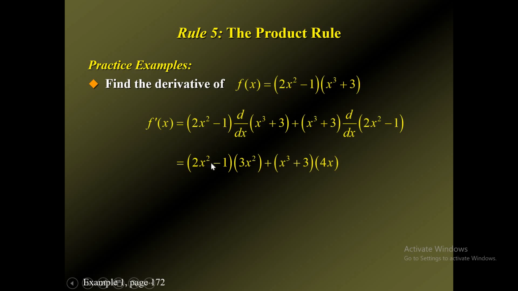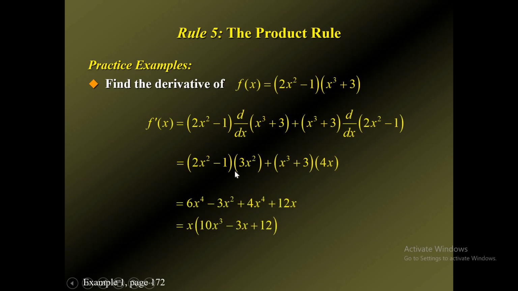So 2x squared minus 1 and 3x squared plus x power 3 plus 3 as it is, and now the derivative of 2x squared minus 1. 2 multiplied by what? 2, so multiply by the power, so 4, and then decrease the power by 1. Where is the negative 1? Its derivative is 0. Don't write the 0.